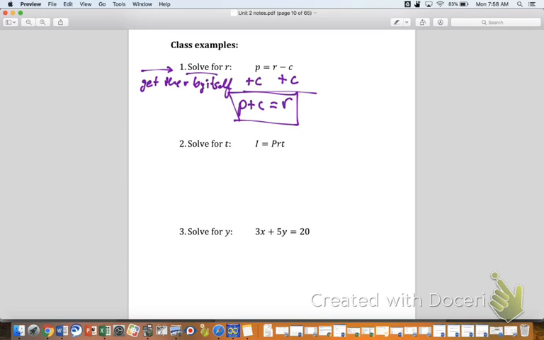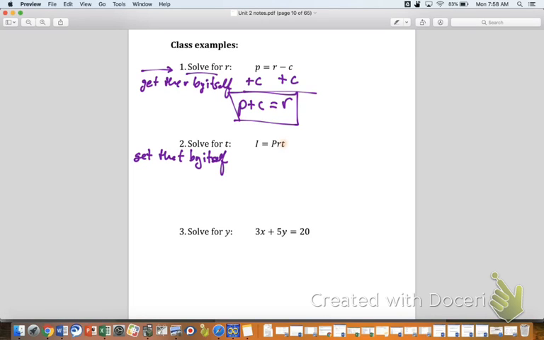Okay, so let's take a look at number 2. Number 2 says solve for t. I equals p times r times t. So here's the t right there. And solve for t means get the t by itself.